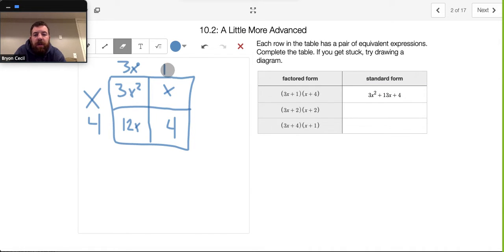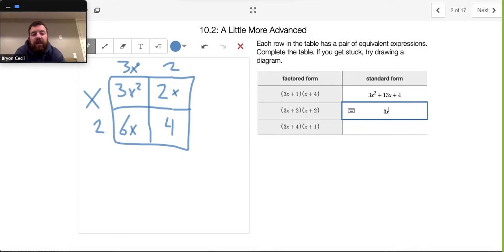Okay, so we're going to erase this, this, and this here. Instead of now a 4 and a 1, it's going to be 3x plus 2 and x plus 2. So let's see what that gives us. We got a 3x and a 2, so I'm going to have a 6x. 2 and an x give me 2x. And 2 times 2 is 4. So now for this one, I'm still going to have a 3x squared. Now I got a 6x and a 2x. That's going to give me 8x and then plus 4. Okay.